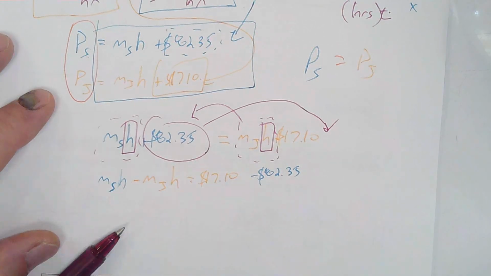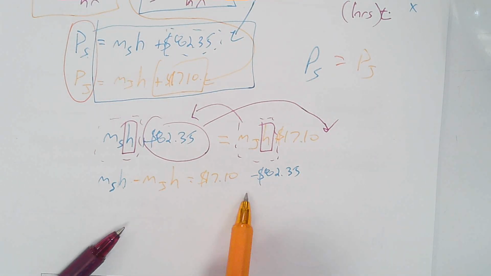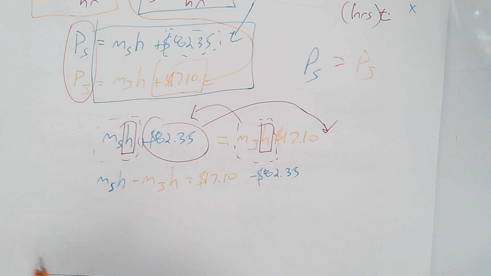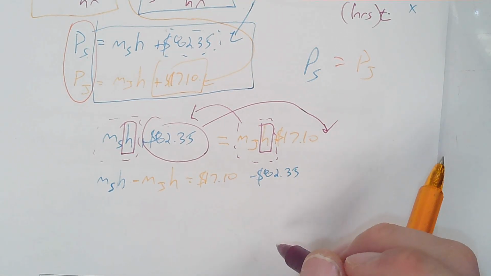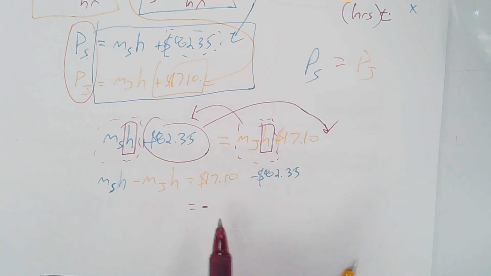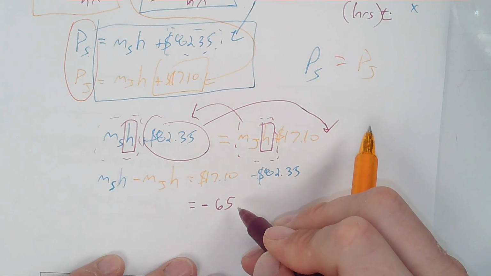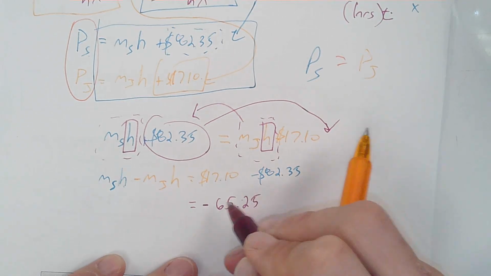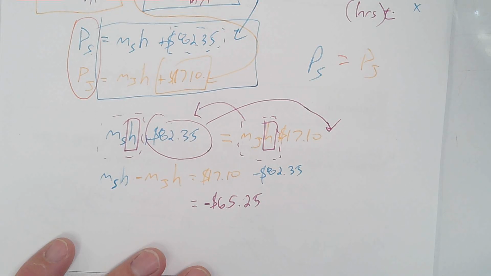Now, this is pretty easy to combine. This is dollars and dollars. If I do 1710 minus 82.35, it's going to give me a negative value. Somebody do 1710 minus 82.35 on your calculators. What do I get? Negative 65 point what? $25. Okay? Don't worry about the negative sign right now. It'll probably end up working out.